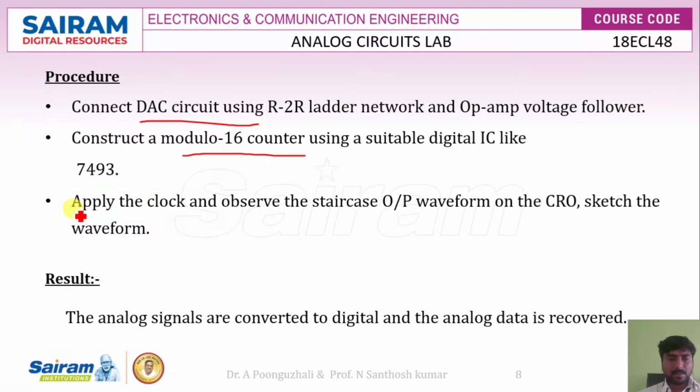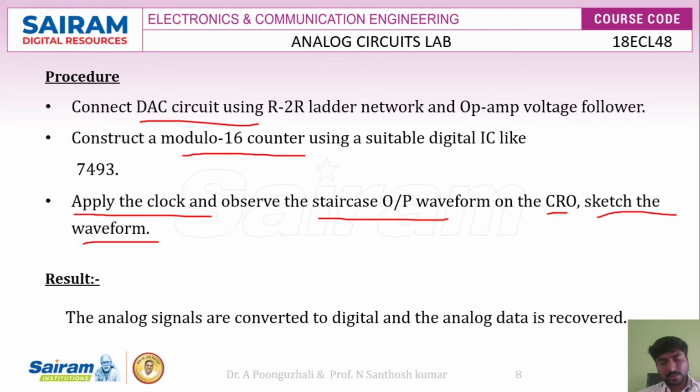For each clock, this mod 16 counter will generate different values of digital data, so that data can be applied to your circuit, and you can check the output waveform through the CRO. Once it is done, you can sketch the waveforms, and then you can also find the step size of that converter. So this is all about the R2R digital to analog converter. Thank you.